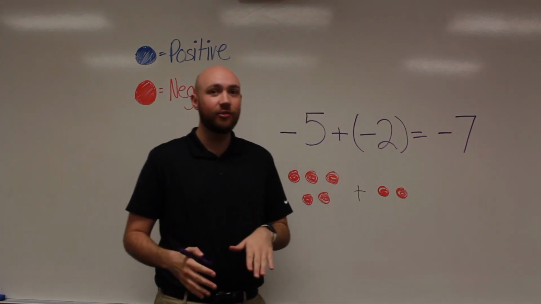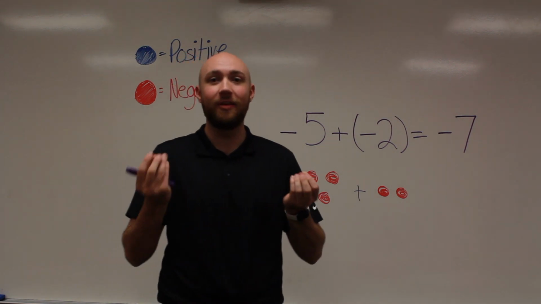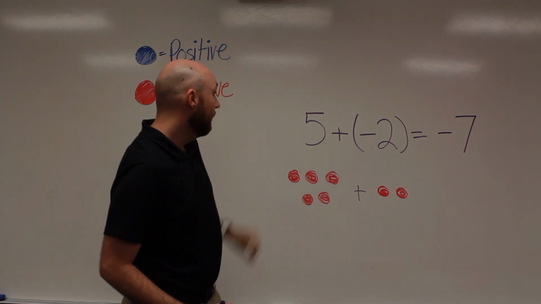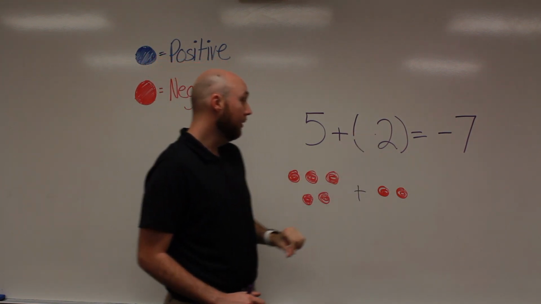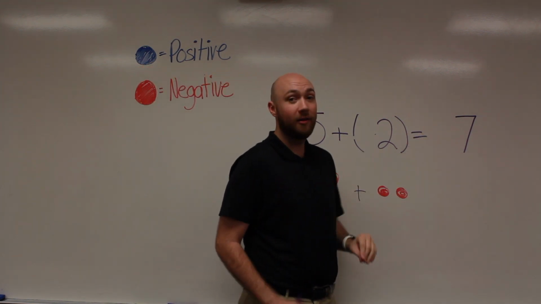So when you're adding integers, you're not always going to make zero pairs. Only when we're dealing with positive and negative numbers. Okay, if the signs are the same, like if this was 5 plus 2, right? And these were blue dots, it'd be the same thing, but it would be a positive number.